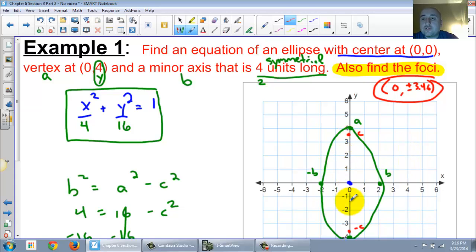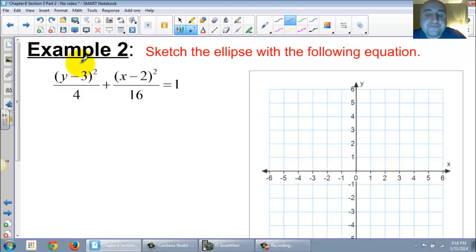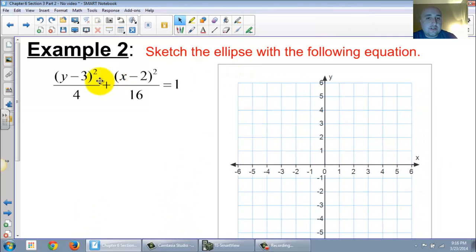Because I went up 3.46 and down 3.46. Okay, all right, so example 2. So slightly different now. Notice it says sketch the ellipse, so we're going to sketch it on this graph right here. All right, now let's look at the equation though.